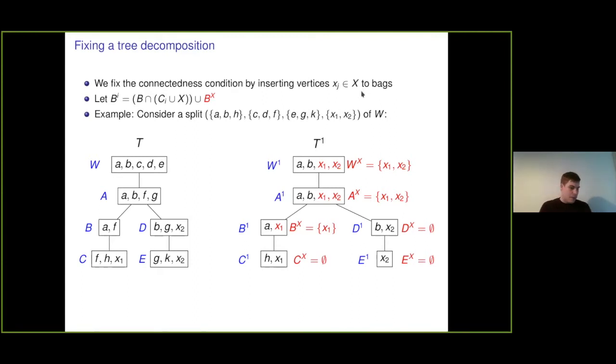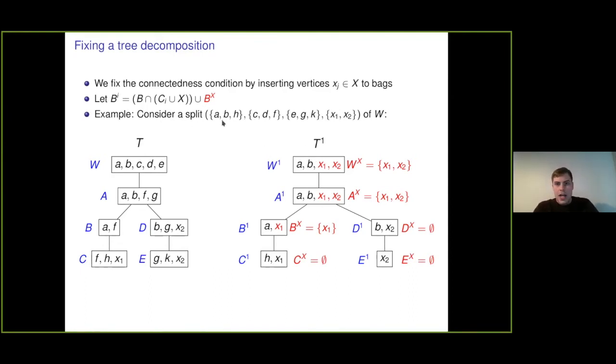If you think about it, if we don't want to alter the tree decomposition in any other way, but just insert vertices, then there's a unique minimal way to fix it. So each bag B, instead of just this, we add some Bx, which is a subset of X, to fix this. So let's see this by example.